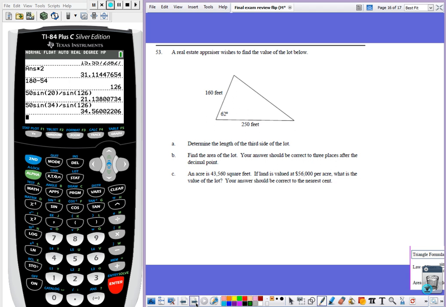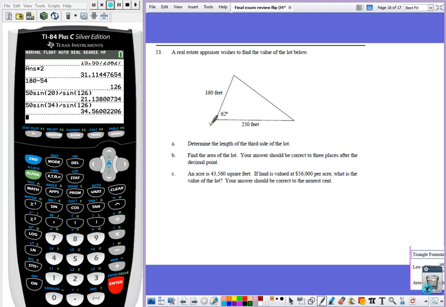A real estate appraiser wishes to find the value of the lot below. We want to determine the length of the third side of the lot. So we've got 2 sides. We need the other side. We can't use the ratio and law of sine because we have this angle, but we don't have the side opposite that angle. So we need to use law of cosine.